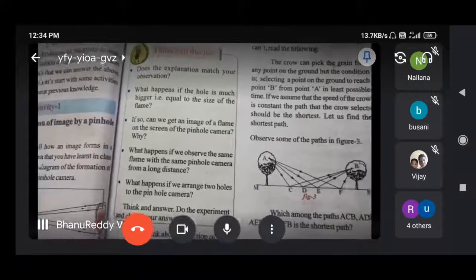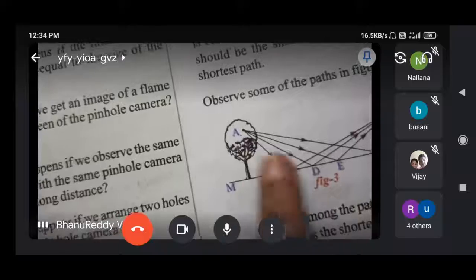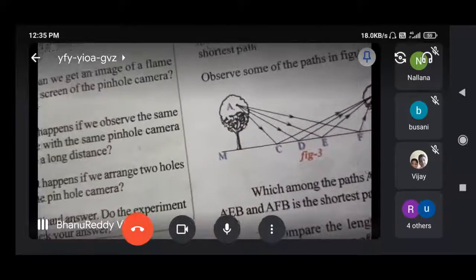So which one is best among these? ACB, ADB, AEB and AFB. These are all the possible paths.